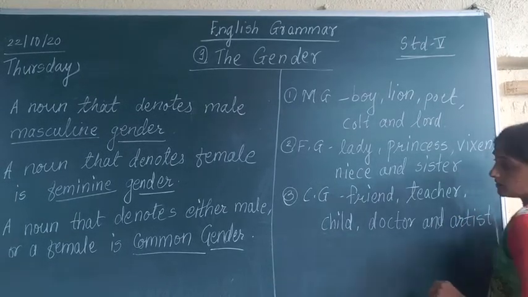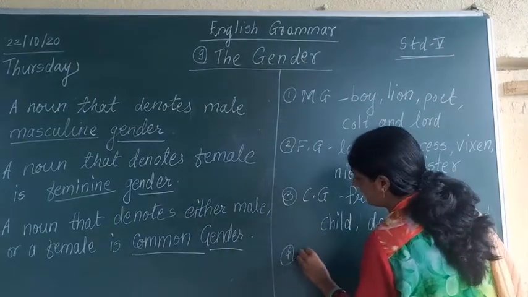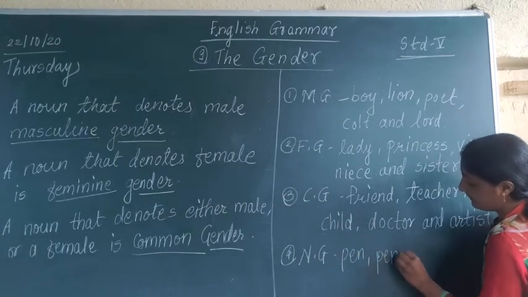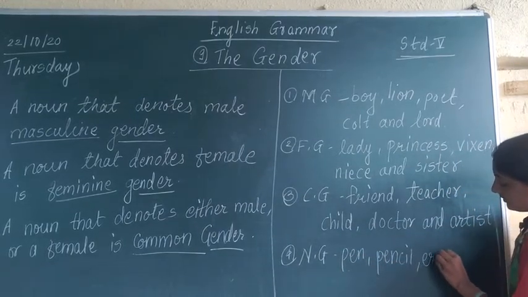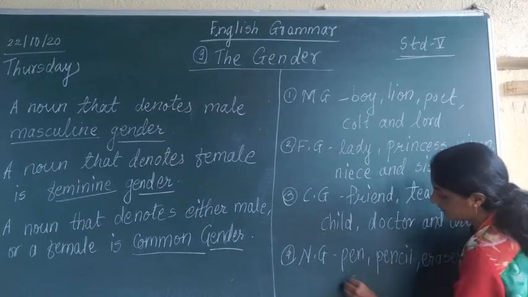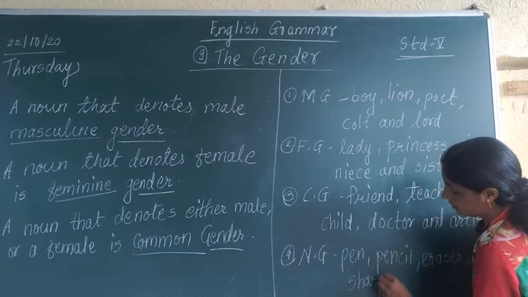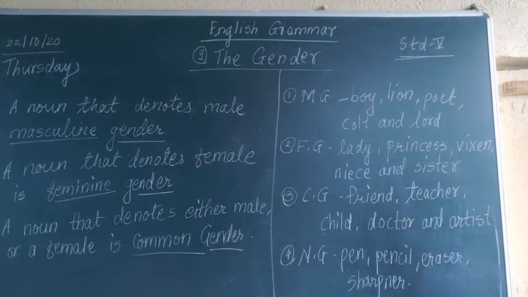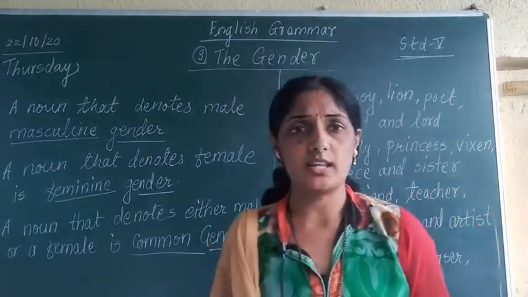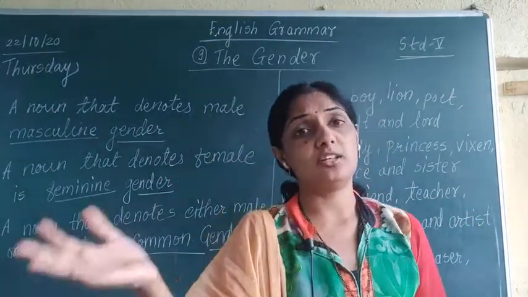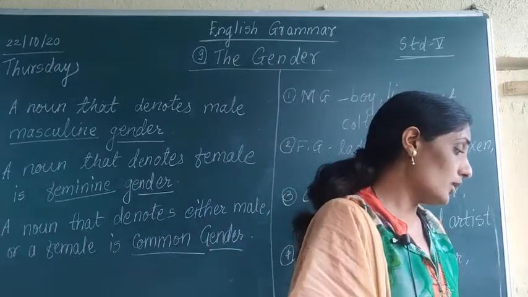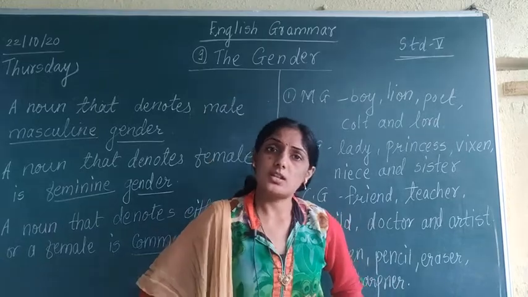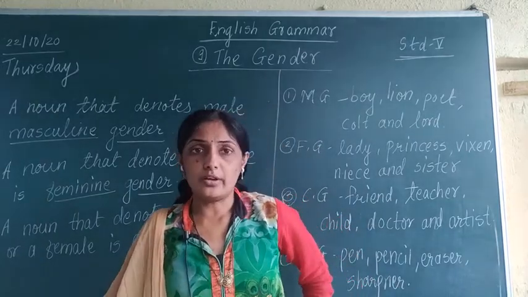Okay. Artist. Fourth one is neuter gender. Pen, pencil, eraser, sharpener. You can write down examples. Many examples are there of neuter gender. You can write down any non-living things which are neither male nor female. You can write down many more examples. Table, pen, pencil, sharpener, then clothes, correct? Table, anything you can write down in neuter gender.